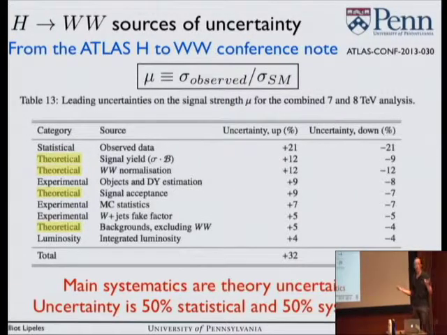But when I sum up all these uncertainties, I also get about a 20% uncertainty. So you can say it this way, that the total uncertainty on the measurement is about half from systematics, many of which are coming from theory, and about half from statistics. So now you can imagine if I improve my statistics, this is going to be a problem because we're not going to get much better if it's already half systematics, right? And what are the biggest pieces here? The biggest pieces are the inclusive signal cross-section, the WW normalization, and then this object and Drell-Yan estimation.